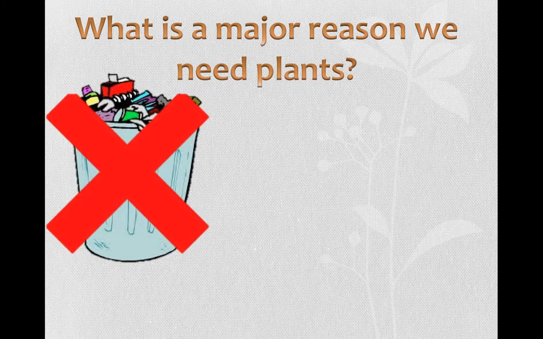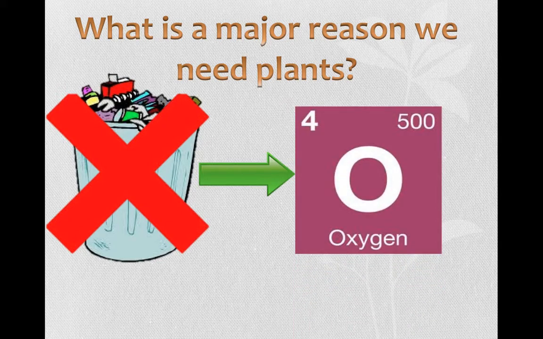is not exactly what plants have, but they do have waste. After they eat, their waste is oxygen. And do you know what we use oxygen for? Well, people like you and me use oxygen to breathe. So we need plants.